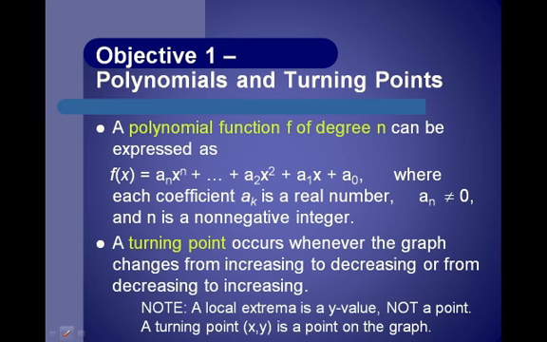A turning point occurs whenever the graph changes from increasing to decreasing or from decreasing to increasing. As a note, a local extremum is a y value, not a point. However, a turning point of the form (x, y) is a point on the graph.